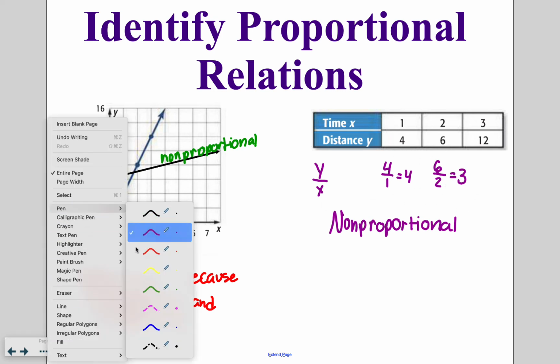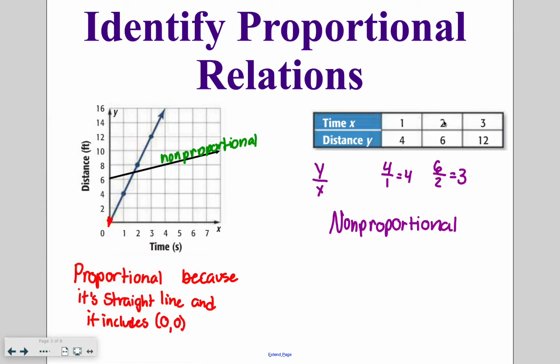If, for example, this 6 had been an 8, and 4 over 1, 8 over 2, and 12 over 3, those would all have equaled 4, and then it would be a proportional relationship. But right now, since when we put in 2, we get out 6, it is non-proportional.